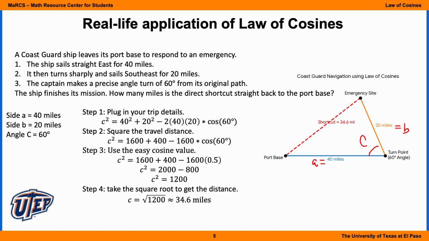So first we label all the values that we were given. Side a is 40 miles, side b has a length of 20 miles, and the measure of angle C is equal to 60 degrees. First we can plug in our trip details, using the form c squared is equal to b squared plus a squared minus 2 times a times b times the cosine of C. We get that c squared is equal to 1,200. Now taking the square root, we get that c is approximately 34.6 miles. So that is the length of the shortcut straight back to the port base.